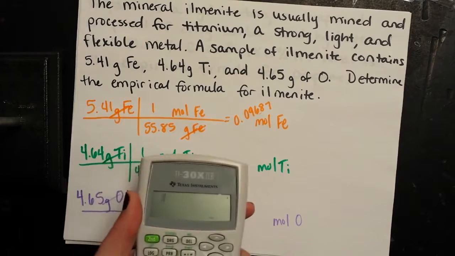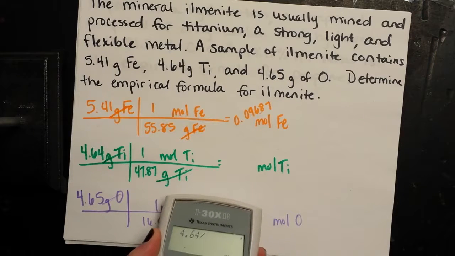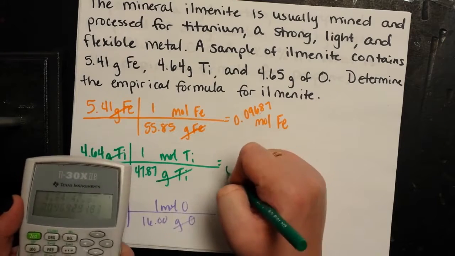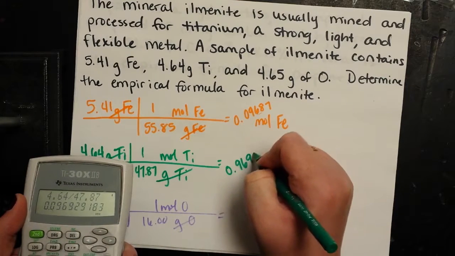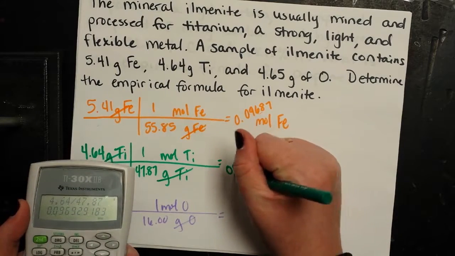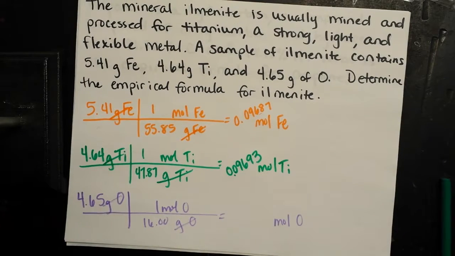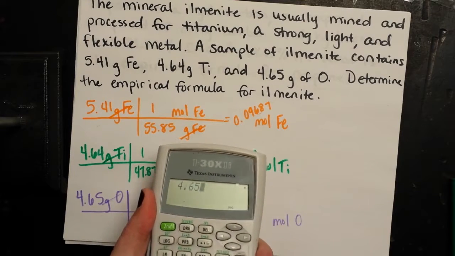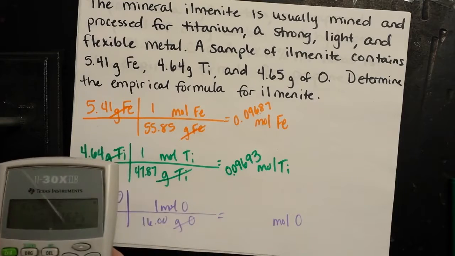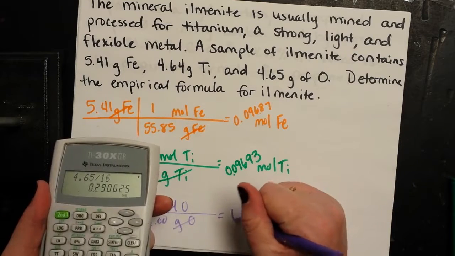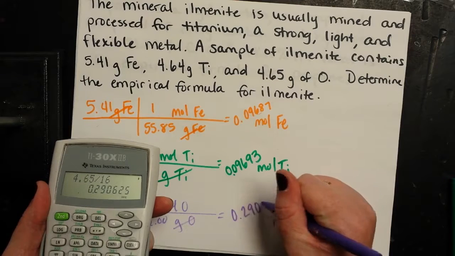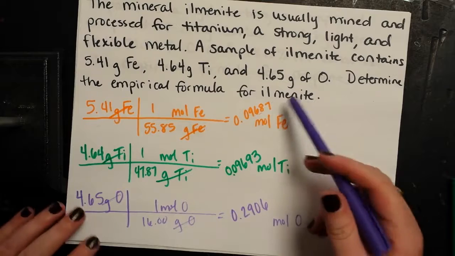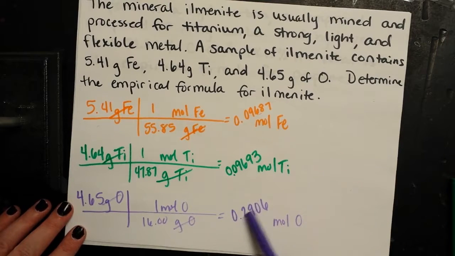Here for titanium, I got 4.64 divided by 47.87. So 0.9693, oops, there's a 0 there, excuse me, moles of titanium. And then for oxygen, I got 4.65 divided by 16. And for oxygen, that's 0.2906 moles of oxygen.